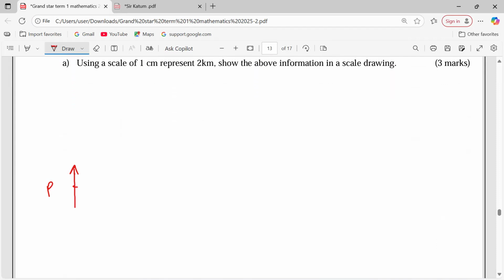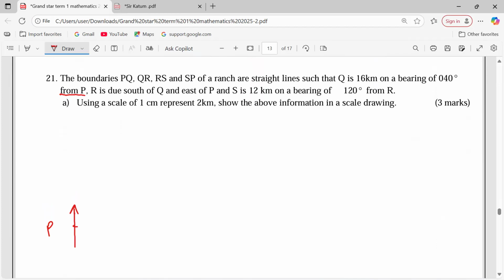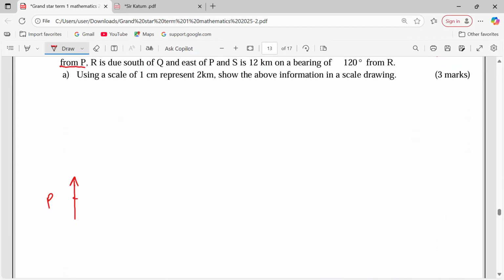Then from P, we are supposed to measure an angle of 40. A bearing of 40, that's a true bearing, meaning that it should be measured from the north and in the clockwise direction. Strictly from the north, clockwise direction. So I measure 40 and I produce a line, like that.